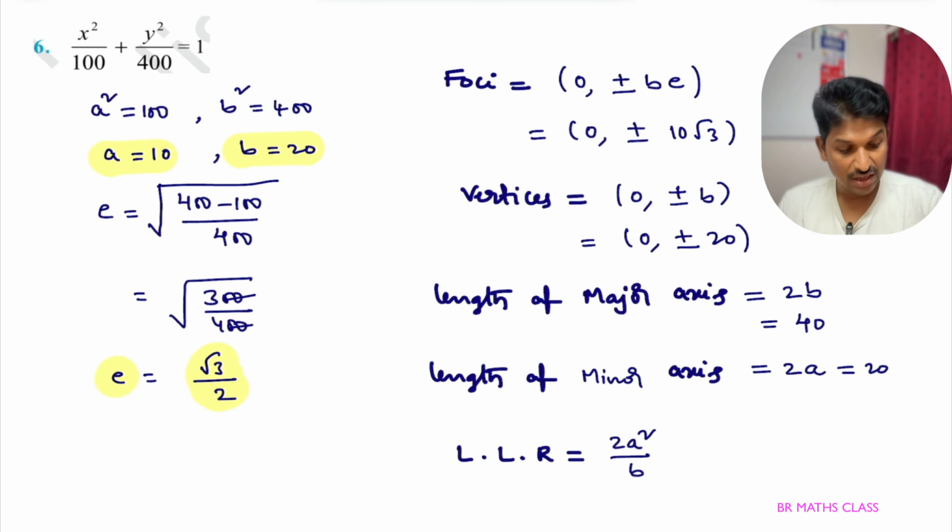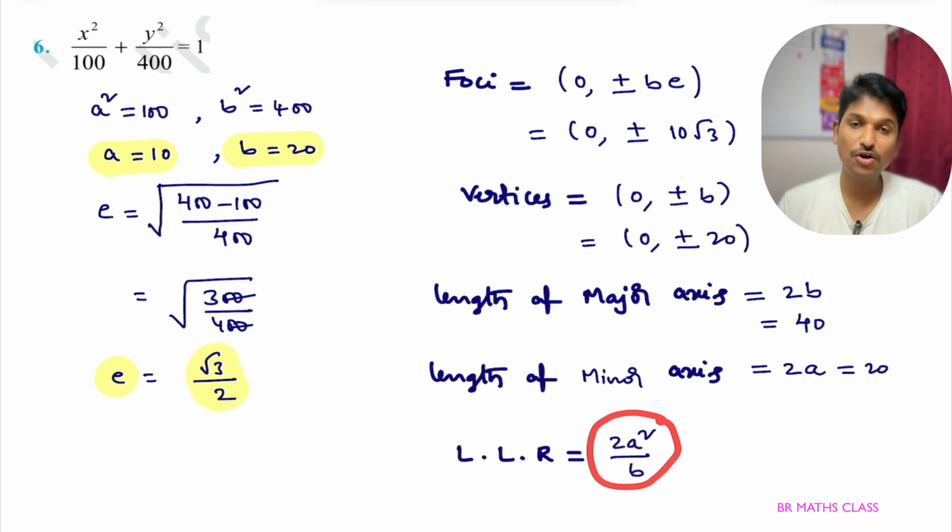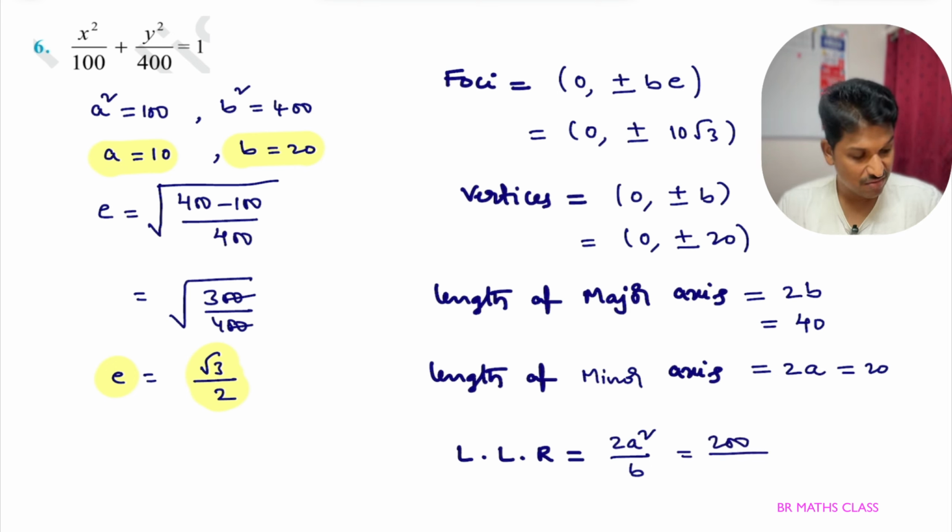Now length of latus rectum for second type formula is 2a square divided by b. A square is what? A square is 100. 2 into 100, 200 divided by b. B is 20. So 0 will get cancelled. 20 by 2 is 10. So length of latus rectum for this problem is 10.